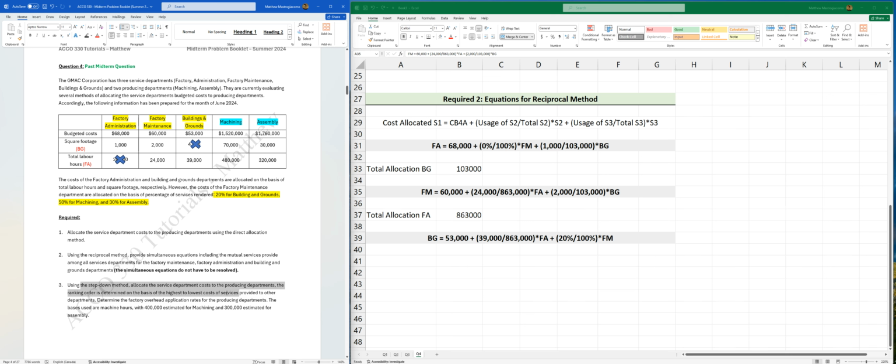Using a step-down allocation method to allocate service costs to producing departments, the ranking order is determined on the basis of highest and lowest cost.